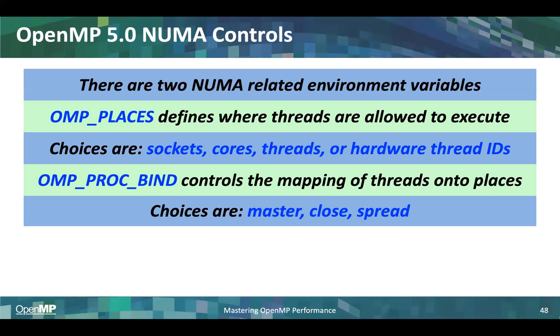You can say, I want to be close to the master thread, although I think that feature is going to be phased out. It's not very helpful. The commonly used ones are close and spread. You can say, I want the threads to be close because they're sharing a cache and that is really good, or I want them to be spread out. And those are the choices you have for the procbind.